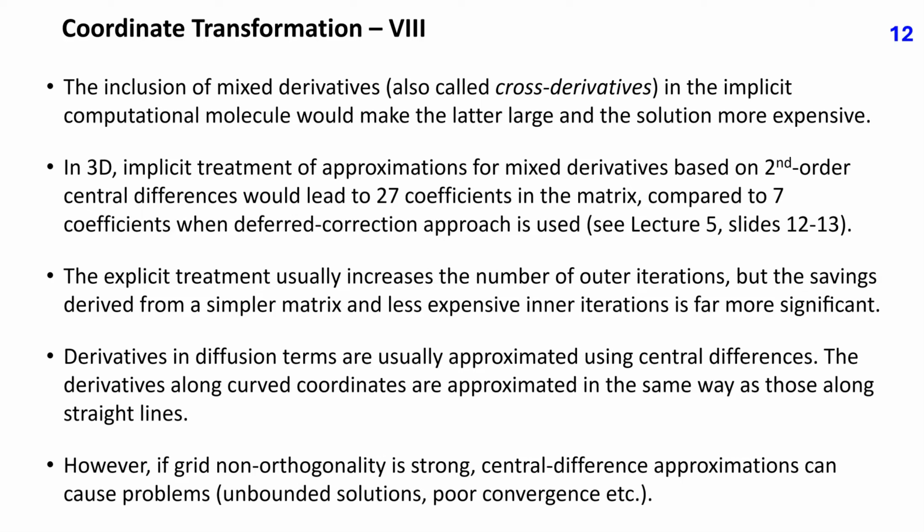Derivatives in diffusion terms are usually approximated using central differences. The derivatives along curved coordinates are approximated in the same way as those along straight lines. However, if grid non-orthogonality is strong, central difference approximation can cause problems like unbounded solutions, poor convergence, etc.